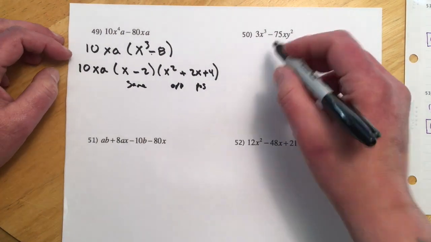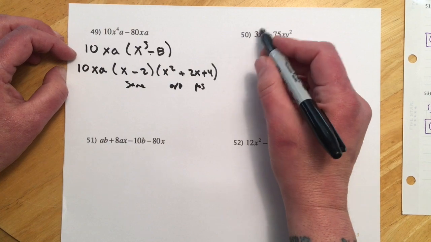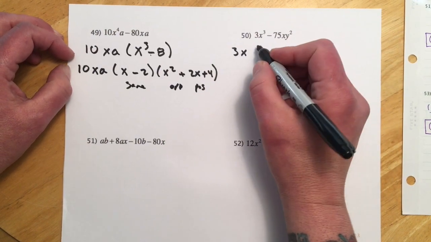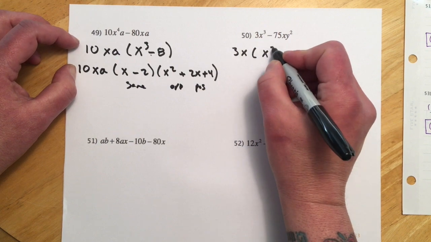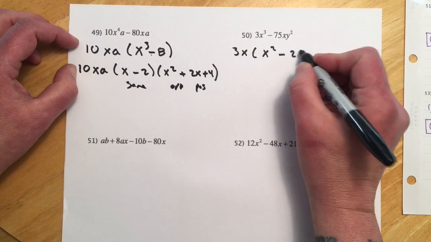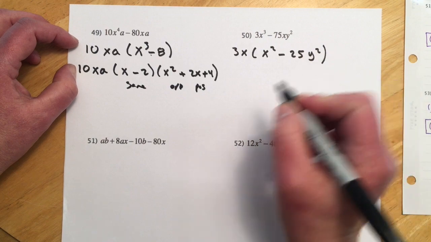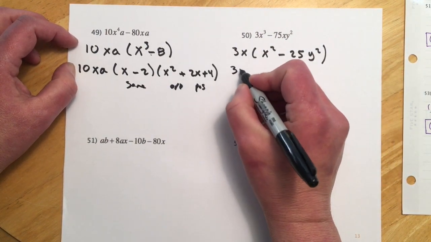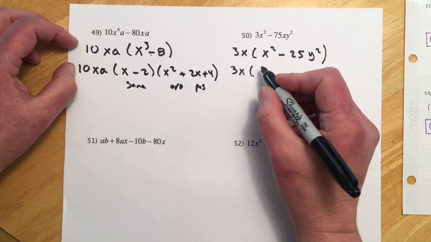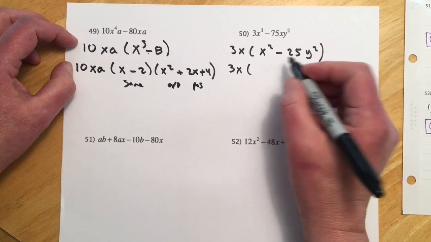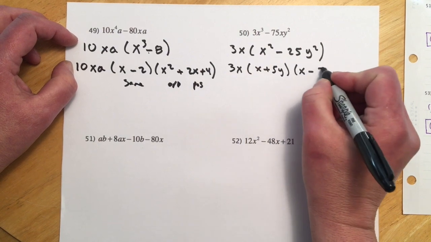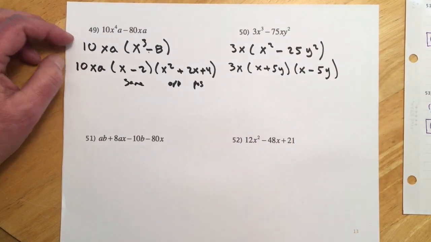Number 50, it looks like a cube to start, but again, once I get the GCF out of the way, then I have 3x out front. That'll leave me x squared minus 25y squared. And then I can see I have a difference of squares. So 3x, and this is the one that goes a plus b, a minus b. So x plus 5y and x minus 5y.